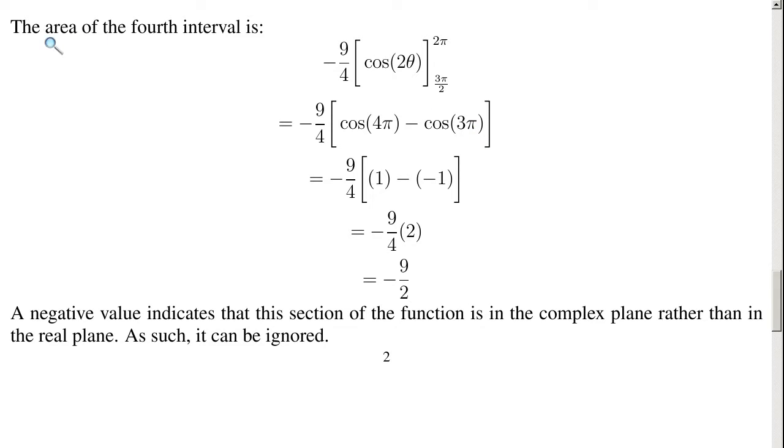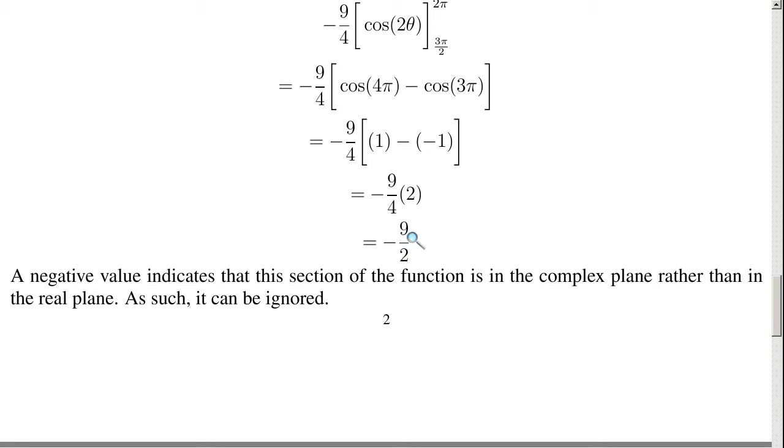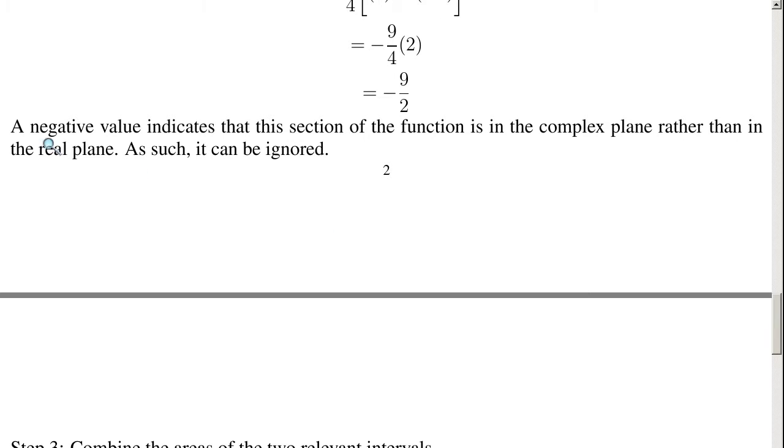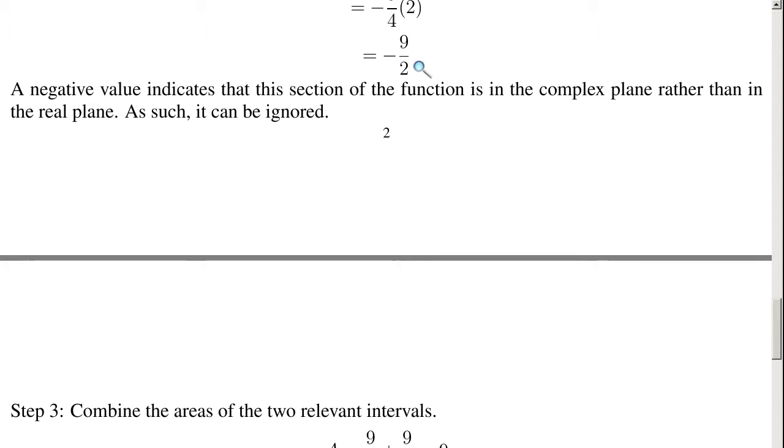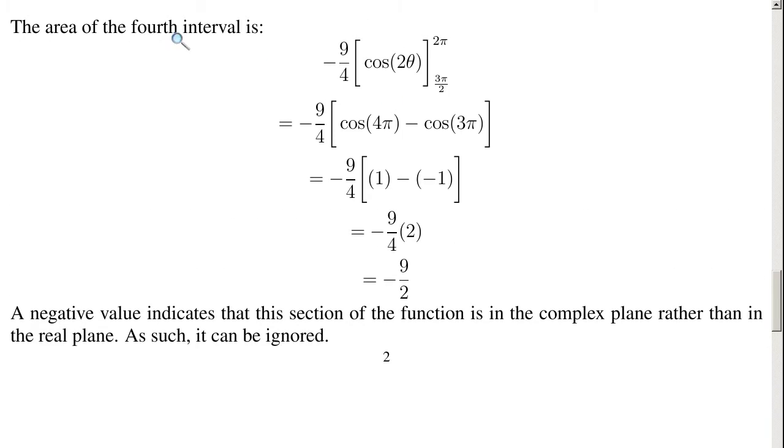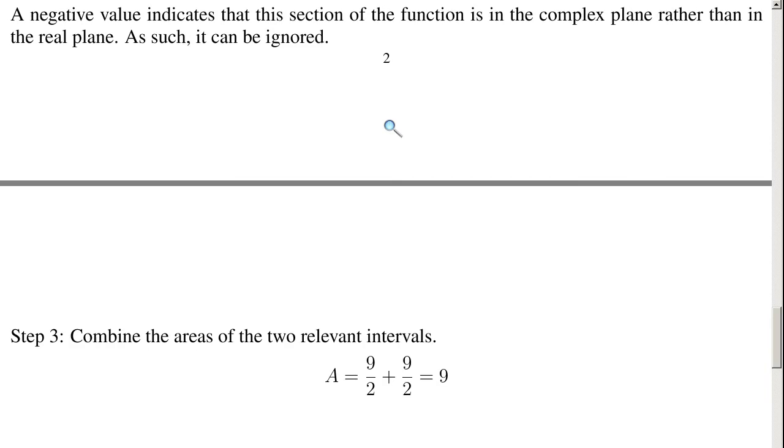Nine halves, alright. So the area of the fourth interval, this time our boundaries are upper limit 2 pi, lower limit 3 pi over 2. Evaluate this, you go through the steps here, and it comes out to -9/2. A negative value indicates that this section of the function is in the complex plane rather than in the real plane. As such, it can be ignored. So this -9/2 for the area of the fourth interval, you can just ignore it completely.